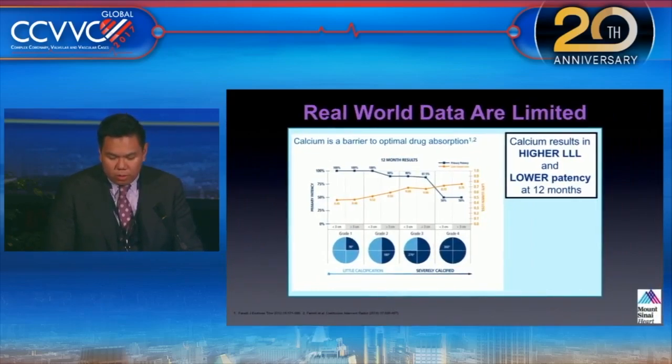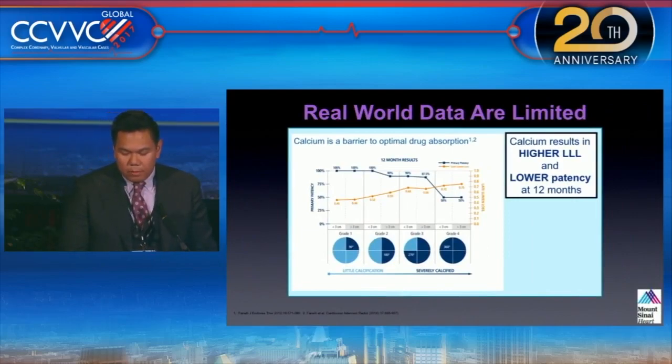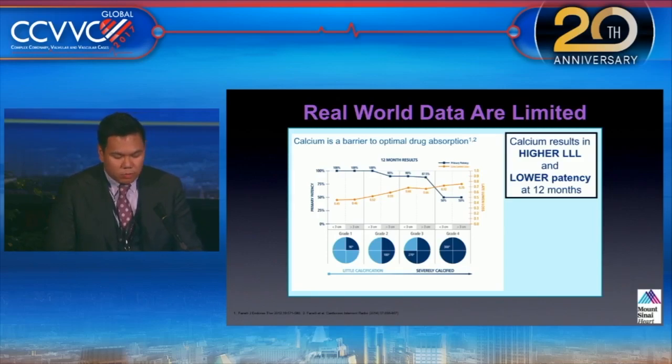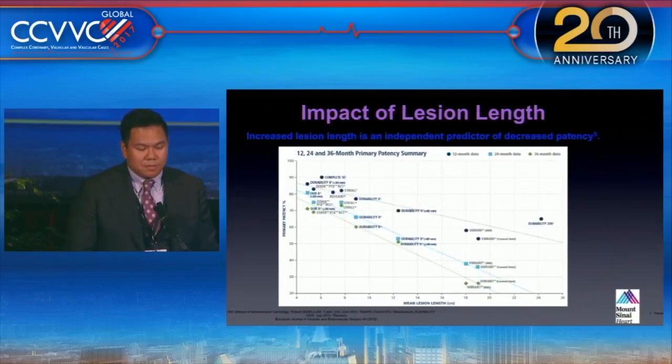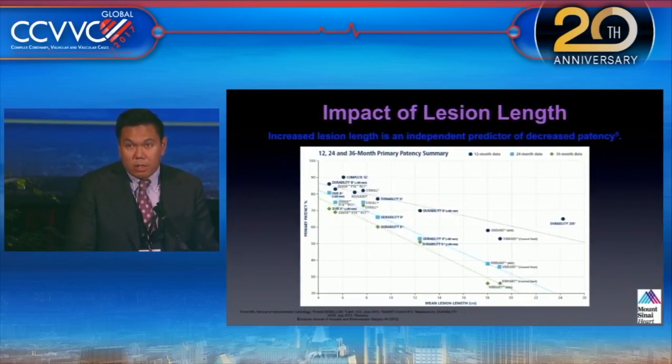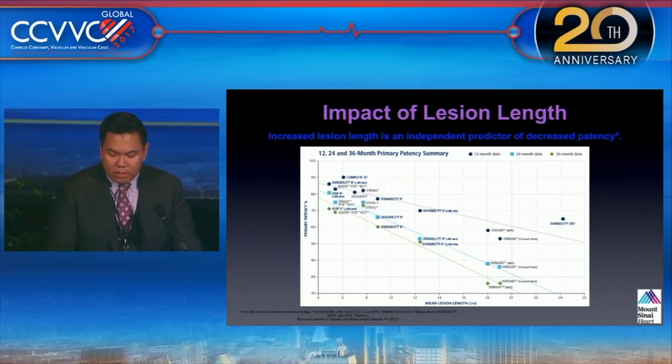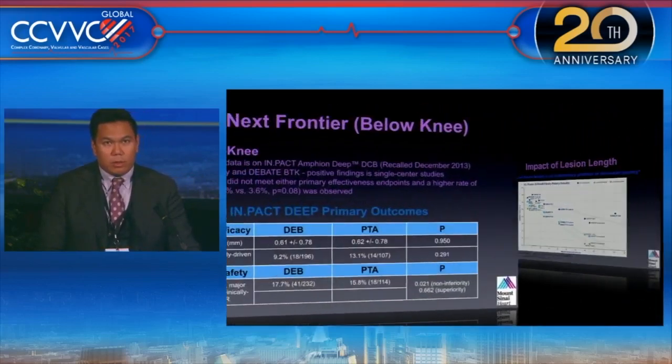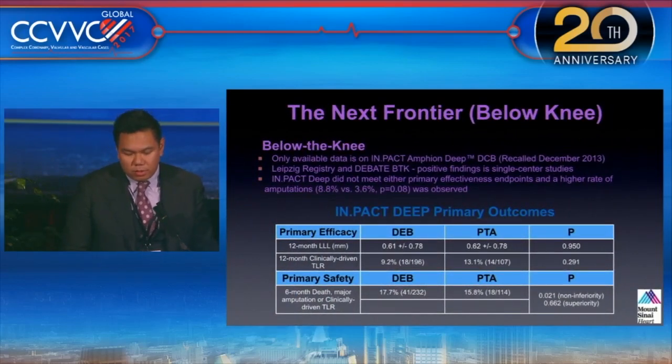This graph shows the correlation of the severity of calcification with primary patency rates and late luminal loss. We see that more severely calcified lesions result in lower patency rates and more late luminal loss after 12 months, which further supports the need for vessel preparation prior to drug-coated ballooning or stenting. Also, lesion length is something that interventionalists consider when they see a blockage. Increased lesion length was found to be an independent predictor of decreased patency, so the severity of PAD also needs to be considered before tackling interventions.